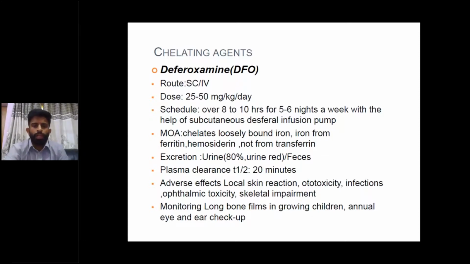Excretion is through urine, 80%, urine becomes red, and also sometimes the feces. Plasma clearance T-half is 20 minutes. Adverse effects include local skin reaction, ototoxicity, infections, ophthalmic toxicity, skeletal impairment. Monitoring long bone films in growing children, annual eye and ear checkup is the monitoring that is required for deferoxamine.